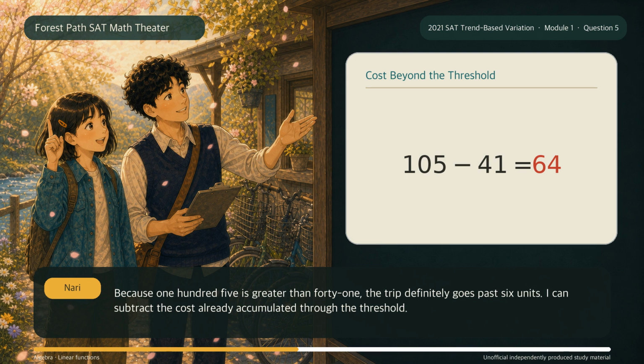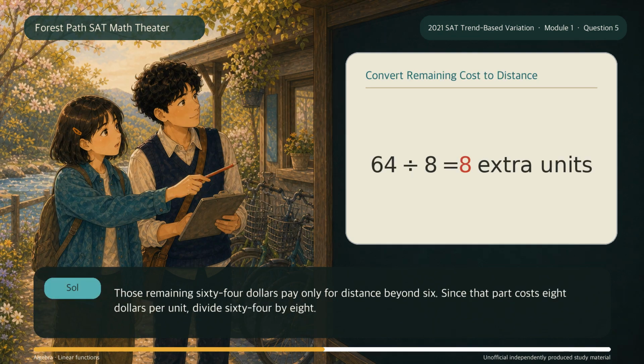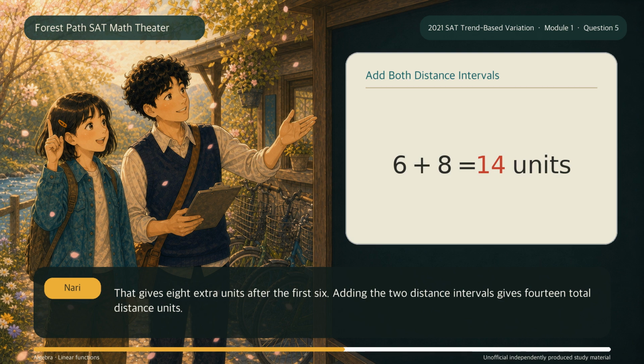Because 105 is greater than 41, the trip definitely goes past 6 units. I can subtract the cost already accumulated through the threshold. Those remaining $64 pay only for distance beyond 6. Since that part costs $8 per unit, divide 64 by 8. That gives 8 extra units after the first 6. Adding the 6 distance units gives 14 total distance units.